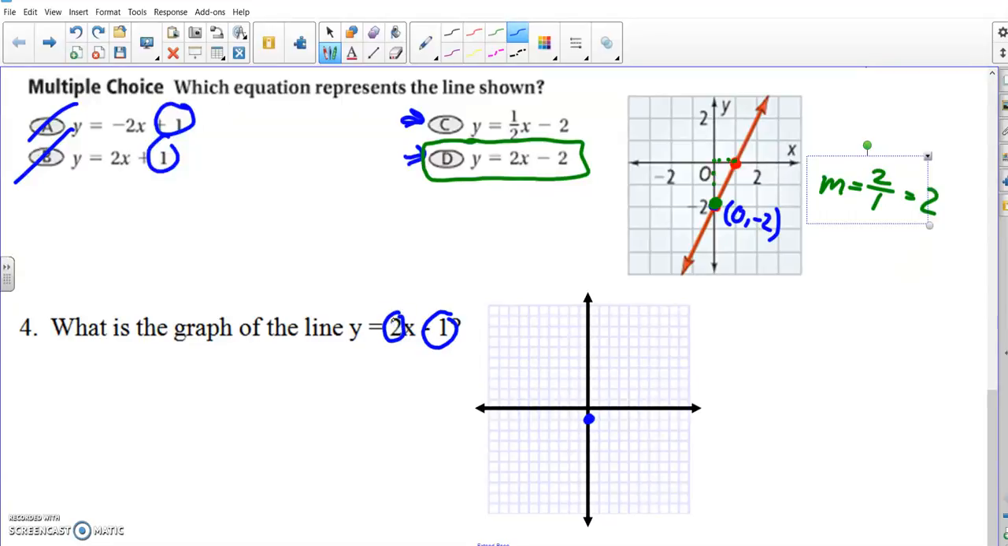Anytime you see a number that's not a fraction, remember that's just 2 over 1. So we're going to go up 2 and to the right 1, up 2 to the right 1, and then plot that point. Do it again, up 2 to the right 1, up 2 to the right 1. You can really do this as many times as you want, but you really only do need 3 points. And once you have 3 or more points, go ahead and just connect them, and that is the graph of the line.